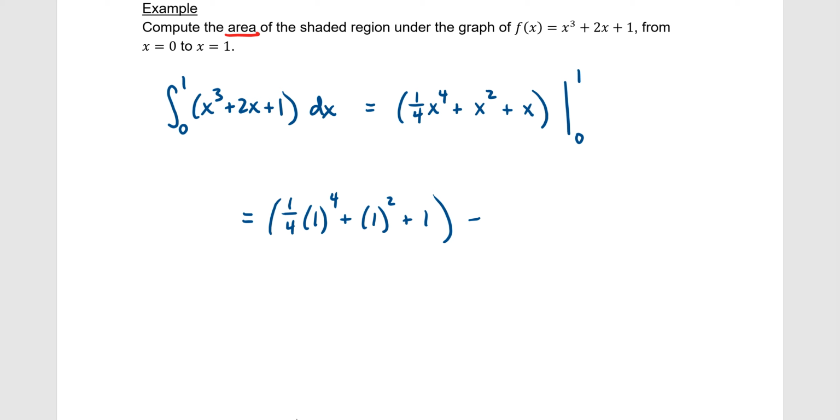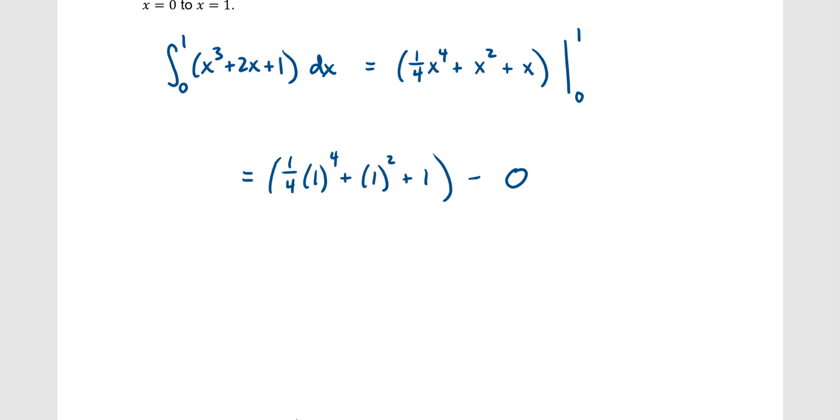Notice that if you plug in 0 to all of these terms, it's going to cancel everything to 0. Be careful though, because plugging in a 0 to something does not automatically make it 0. So just make sure it is 0 before you say that it's 0. So now we go ahead and simplify this.